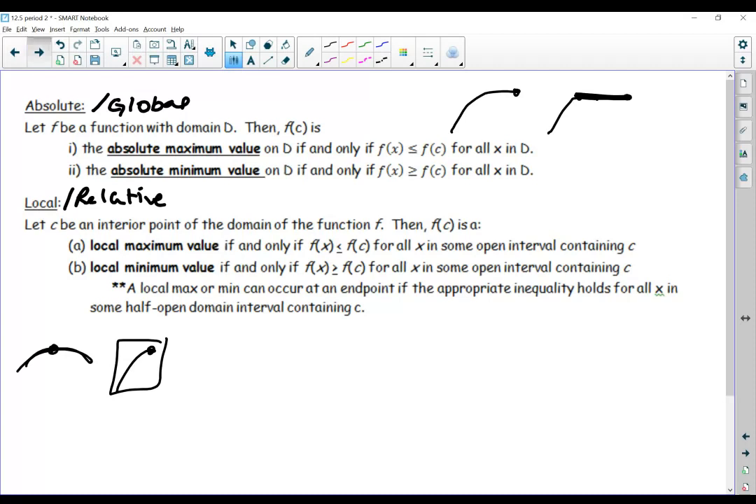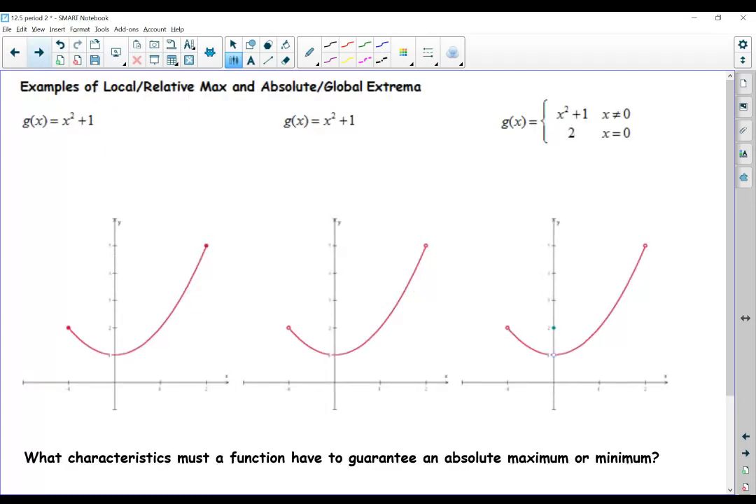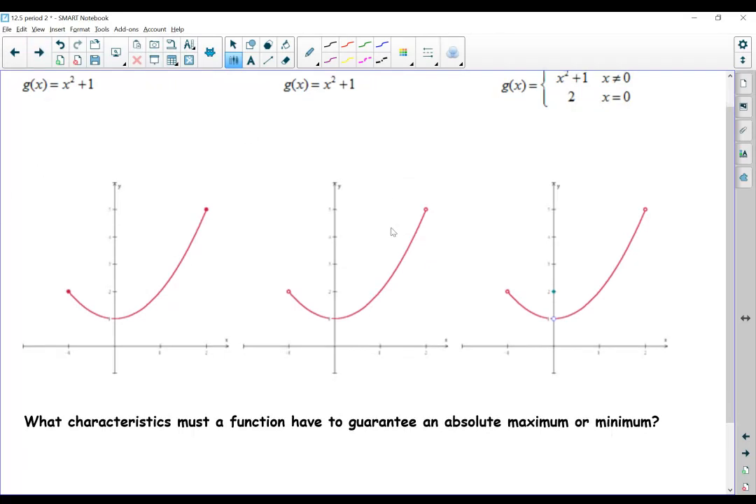Okay, so I want you to pause me and look at these three graphs. I want you to identify all the absolute or global extrema of this function. So, what is the absolute highest? And then think, what could we call local or relative? Pause me, think it over. What are the absolute maxes and mins for each of these? And then I will go over them.